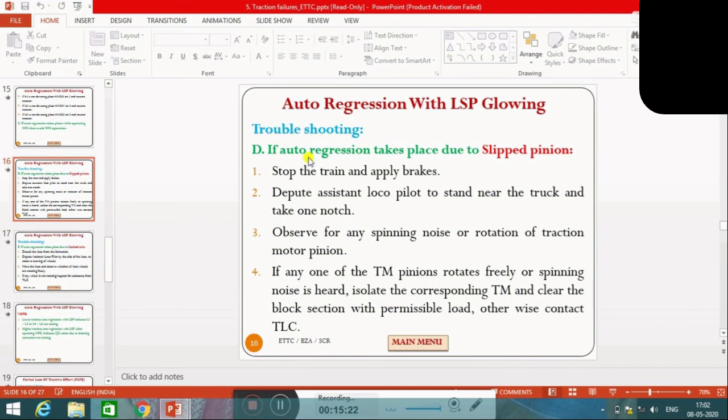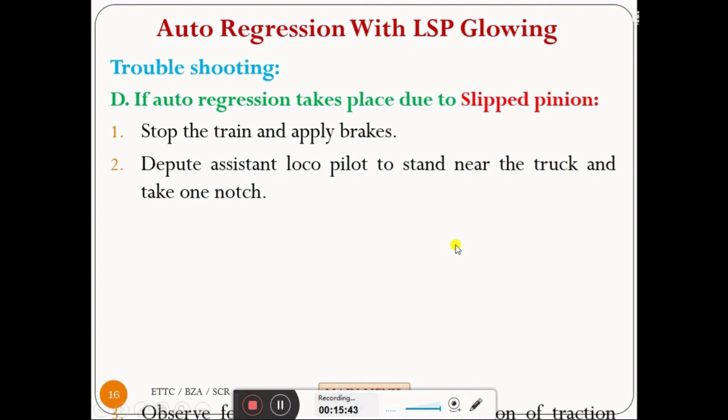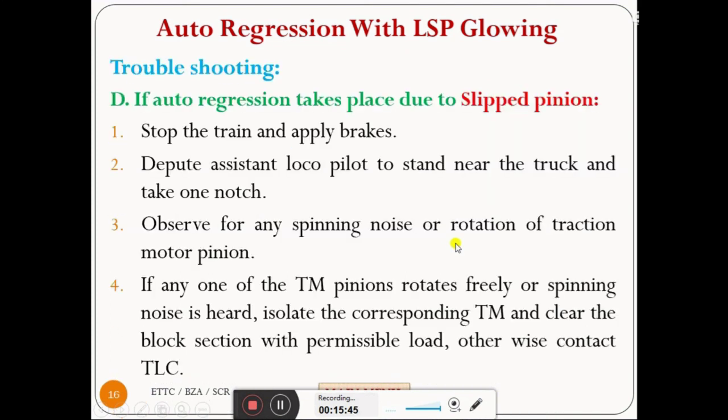Then, if auto regression takes place due to slipped pinion, how can we find out which pinion, which TM has slipped pinion? Stop the train. Stop the train and apply brakes.